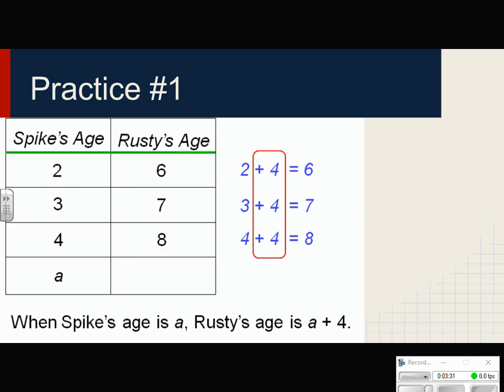And it's okay to leave it as a plus 4 because then it means we can put in any age of Spike's and we would always know what Rusty's age is. So if they get really old and someone says, hey, Spike, you're 54 years old, how old is Rusty? If you add 4, you get 58. So go ahead and put this table down and make sure you put the answer at the bottom there as well.